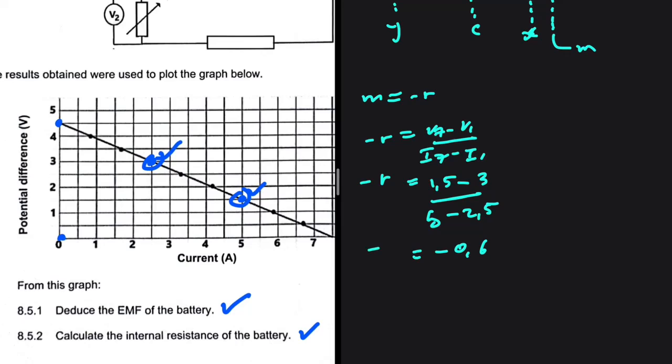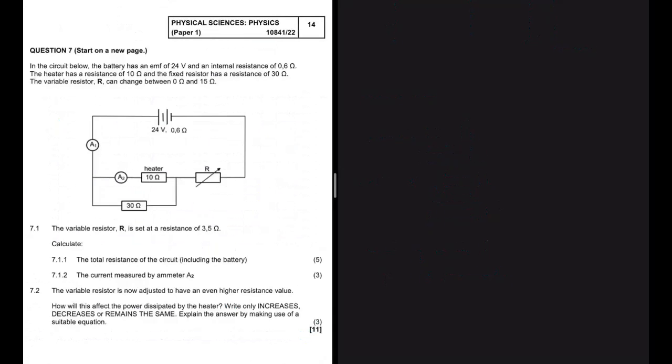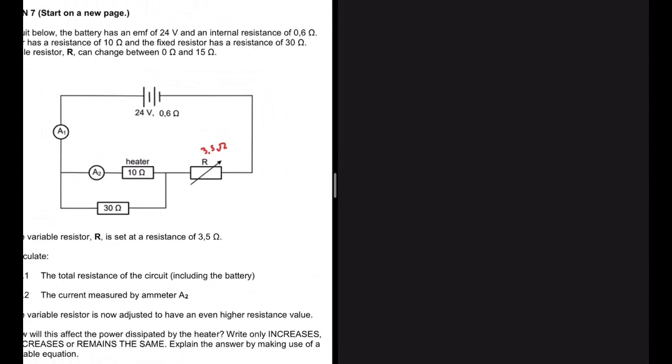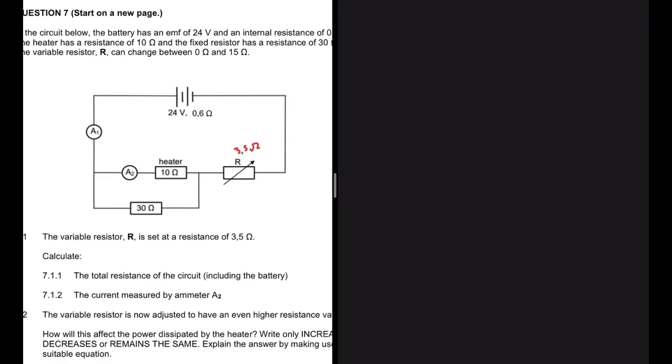So if we divide both sides by minus 1, we're going to get the internal resistance being equal to 0.6 ohms. And just like that, we have answered 8.5.2. The variable resistor R is set at a resistance of 3.5 ohms. So instead of having that R there, let's put 3.5 ohms. And then the first question, 7.1.1, let's calculate the total resistance of the circuit, including the battery.